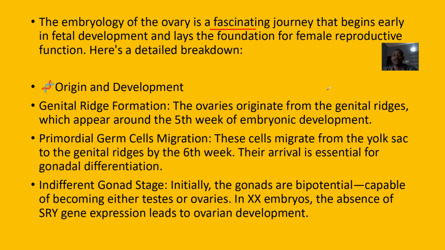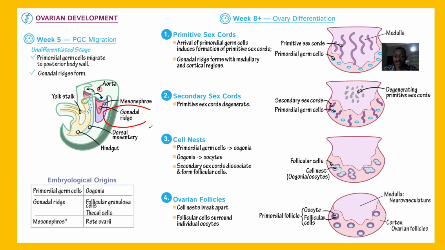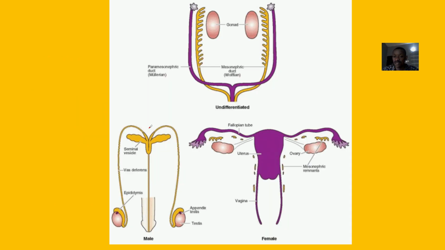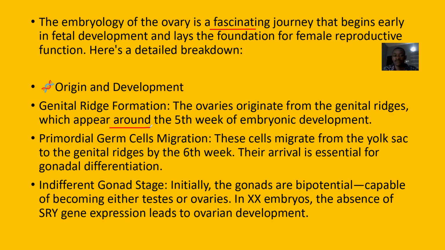So the ovaries originate from the genital ridges, which appear around the 5th week of embryonic development. Primordial germ cells migration: these cells migrate from the yolk sac to the genital ridges by the 6th week. Their arrival is essential for gonadal differentiation, to see if the child is becoming a girl or becoming a guy.